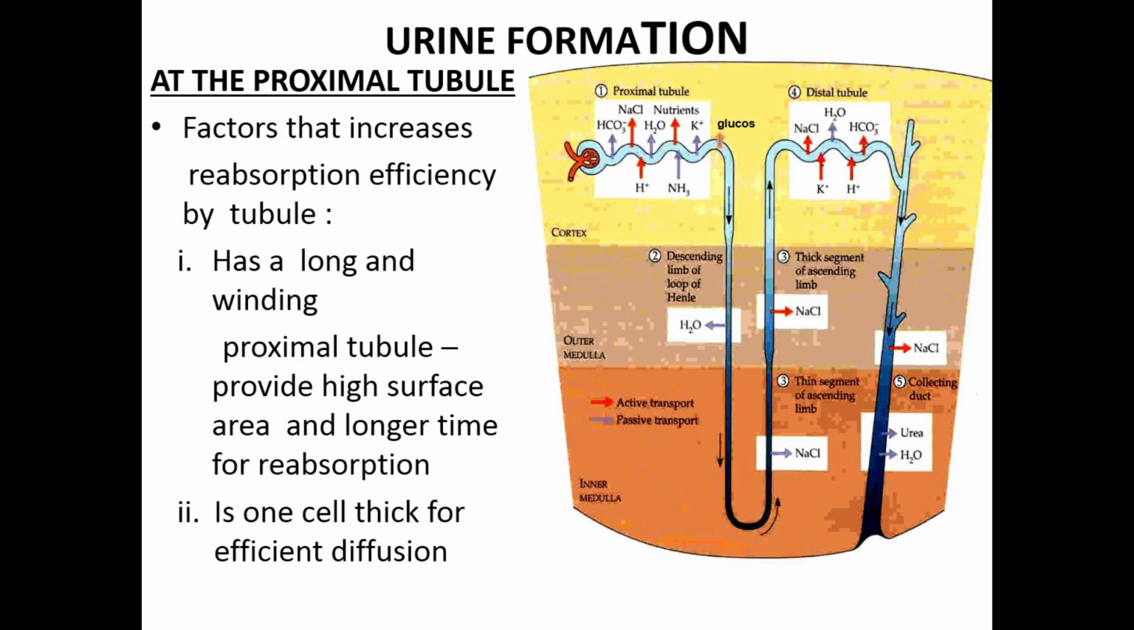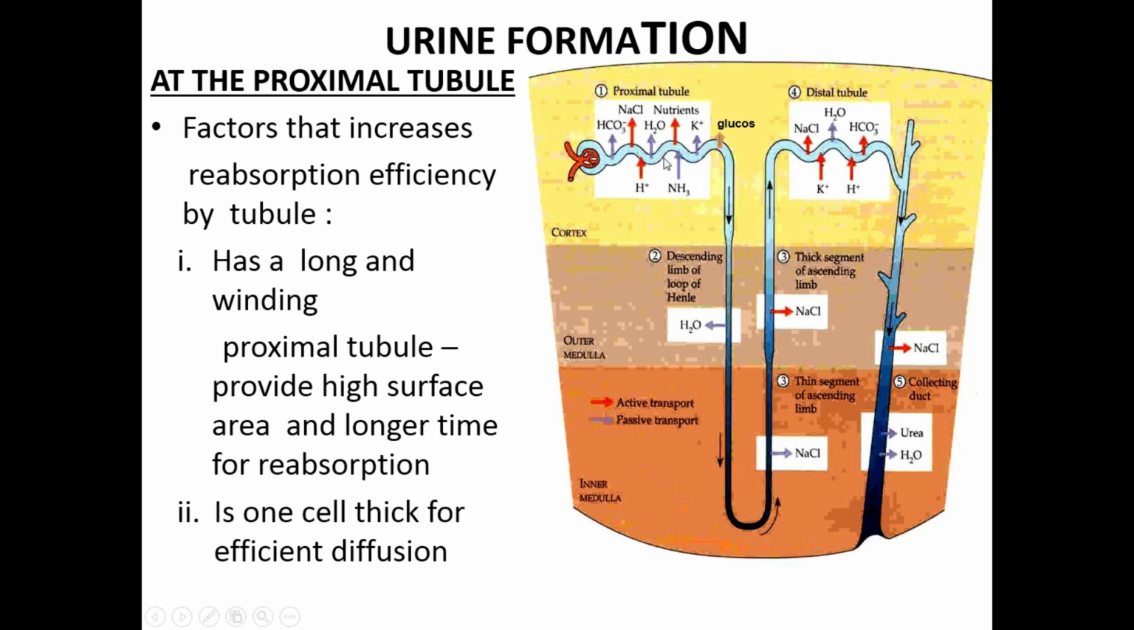Proximal convoluted tubule ada factors yang mempengaruhi kecekapan dia untuk membuat proses reabsorption. Factors that increase reabsorption efficiency by tubule. Yang pertama ialah proximal convoluted tubule ini long and winding. Long and winding akan provide high surface area, longer time for reabsorption. I repeat again. The first factor that increases reabsorption efficiency: proximal convoluted tubule is long and winding, and it will provide high surface area, longer time for reabsorption. The first one, long and winding.